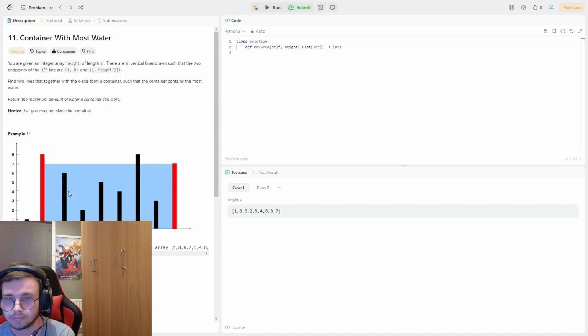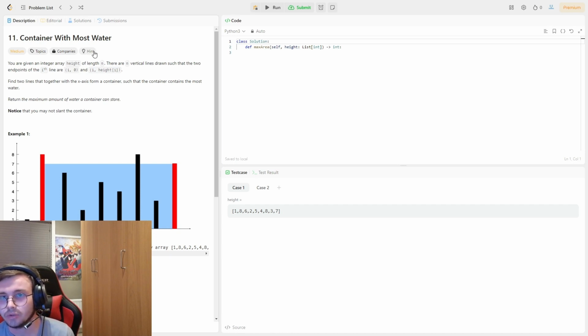So here we've got 1, 2, 3, 4, 5, 6, 7. 7 times 7, so this is 49. I'm just going to say units. It can hold 49 units. So we basically have to find the greatest amount of water that can be held.